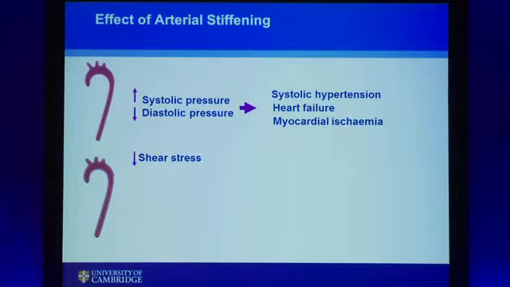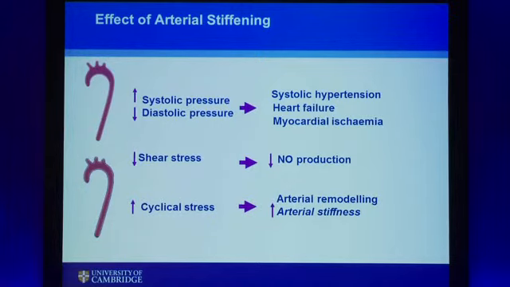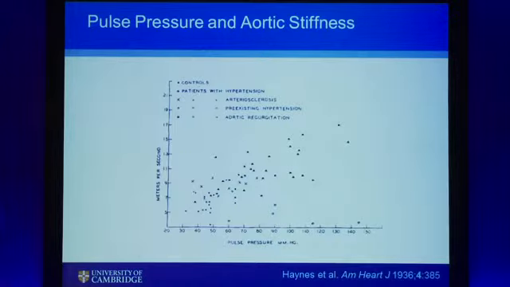You get a reduction in shear stress rate, which reduces nitric oxide production. We all believe that nitric oxide is an important antiatherogenic molecule. And finally, you get increased stress within the wall. That leads the wall to remodel, makes the vessel stiffer, and you get a vicious cycle. And it's not difficult to understand how all these things might actually increase your risk.